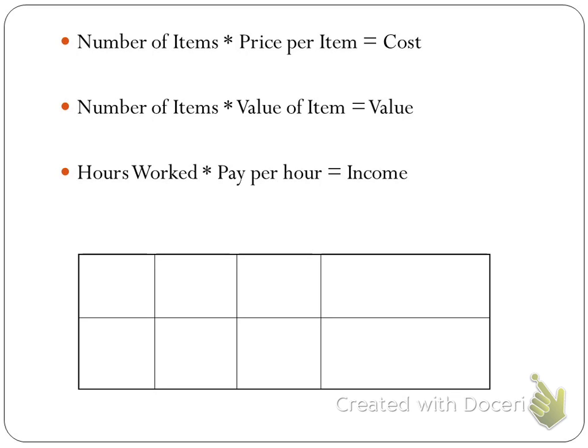So if you're finding the cost of something, here's how you do it. You take the number of items you're talking about. You multiply it by the price of each item, and that's the overall cost. Okay? Second equation that you are going to see today is if you're talking about the value of an item. So the value of an item, very similar to cost, it's how many items you have times the value of each equals the overall value. And then hours that you work, again, very similar. It's the number of hours you worked times how much they're going to pay you each hour. That will give you your income. Any questions on those equations?